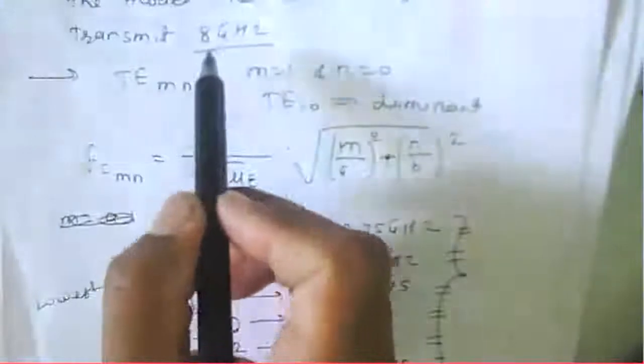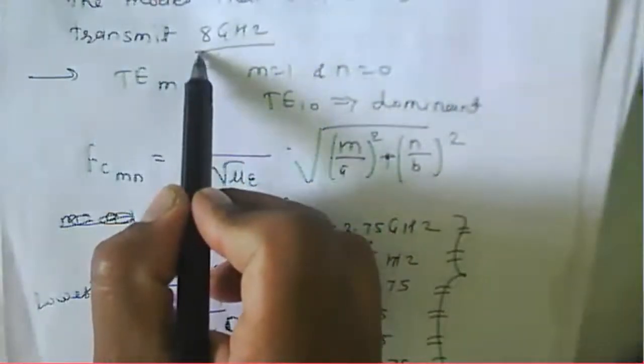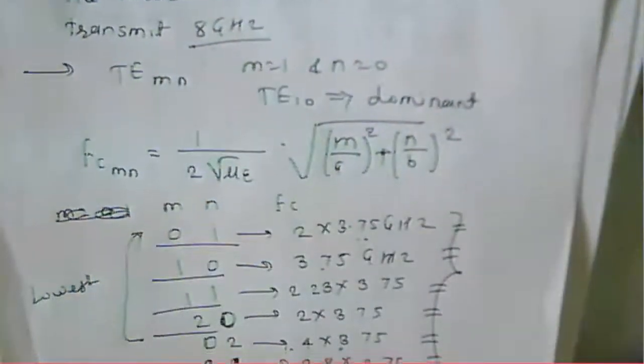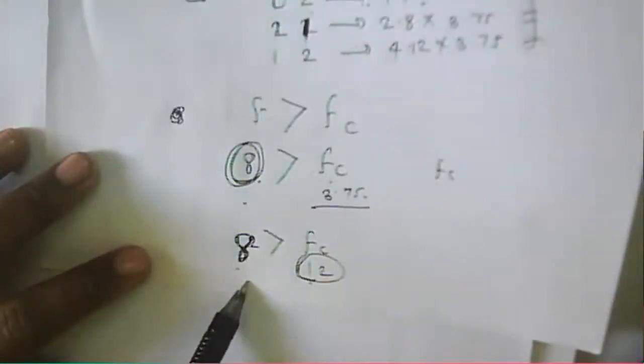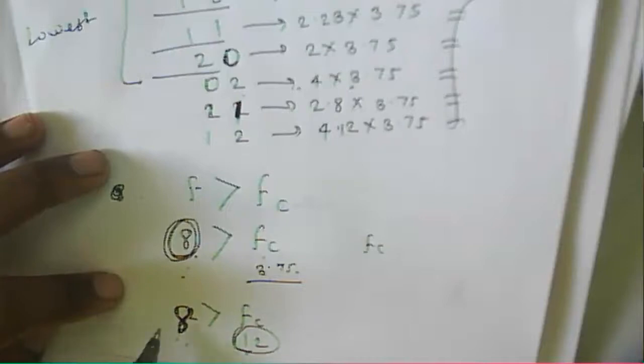Here the cutoff frequency is 12 gigahertz, so your signal will not propagate through the guide, because we are expecting it to transmit an 8 gigahertz signal. So which mode propagates? A mode which has a cutoff frequency less than 8 gigahertz, in that case your signal will propagate. If the mode has a cutoff frequency higher than 8 gigahertz, it will not propagate through the guide. That is about your numerical.